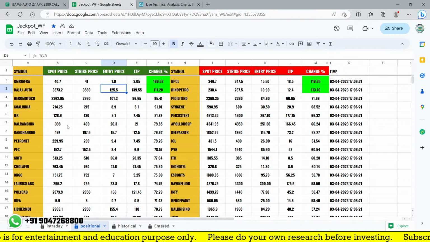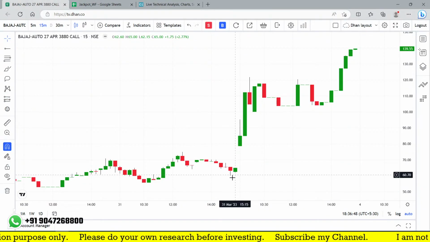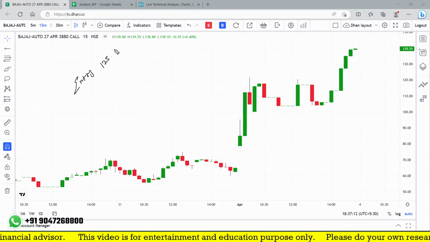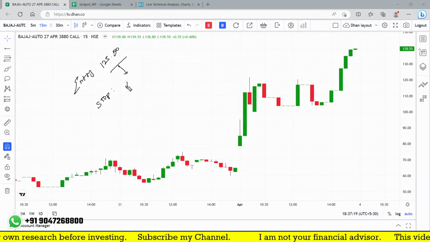So 125.5 should be my entry point, or near about 125.5. So here look at this, my entry point based on my advanced option strategy on Bajaj Auto. So entry 125.5, that is my entry point, and my stop for the trade is somewhere, so where I can keep my stop loss and also target.